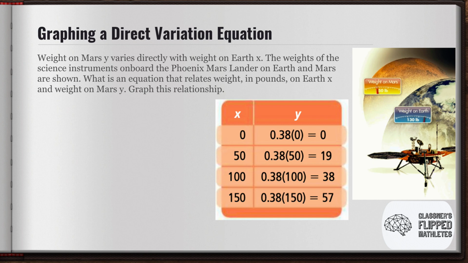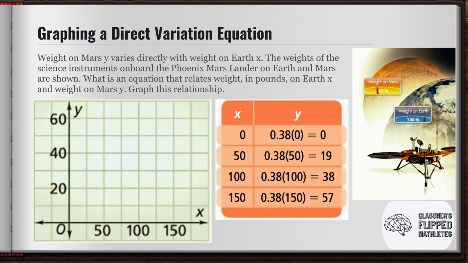Nice, easy numbers. And so if you plug in 0 for x, 0.38 times 0 is 0. Plug in 50. 0.38 times 50 is 19. Plug in 100. 0.38 times 100 is 38. Plug in 150. 0.38 times 150 is 57. You can then take these and plot them. So maybe a graph like this would be pretty reasonable. So you make dots or points at (0, 0), (50, 19), (100, 38), and so on. And boom, you have your relationship.